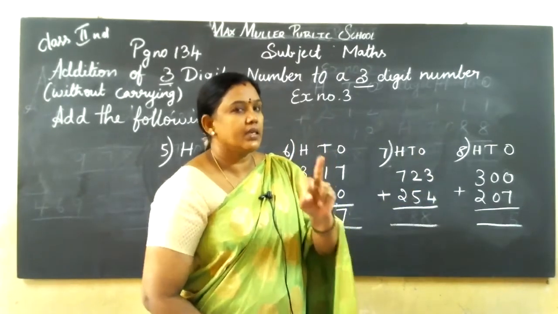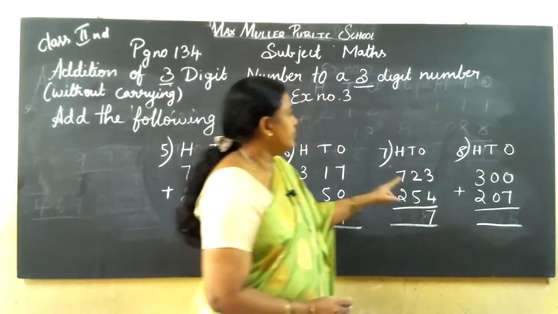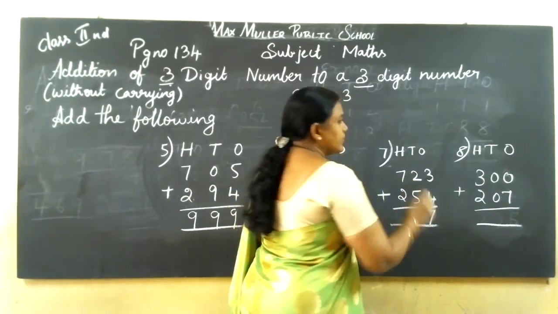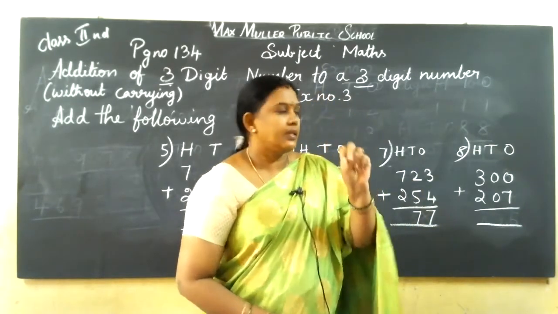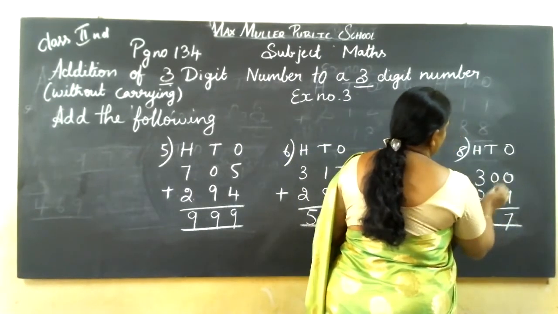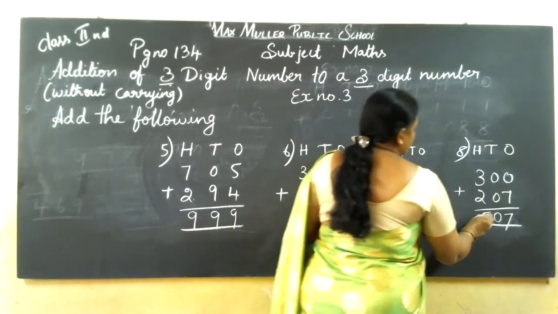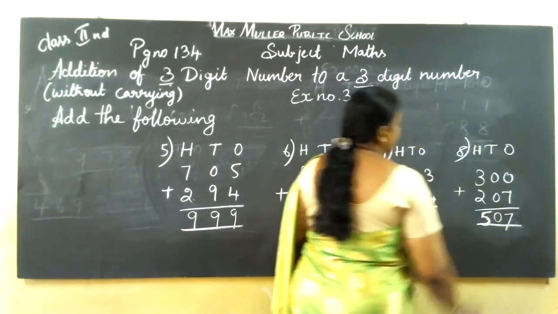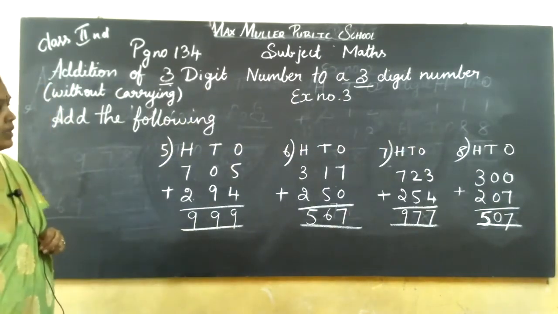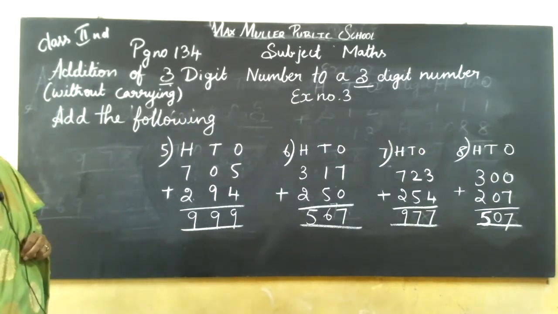After 4, 5, 6, 7. Here 5 is a big number, so 5 you keep in the mind, 2 in the finger. After 5, 6, 7. 7 in the mind, 2 in the finger. After 7, 8, 9. Here 0 plus 7, 7. 0 plus 0, 0. 3 plus 2, 5. Write neatly. We'll go to third line. Exercise number 3, third line.